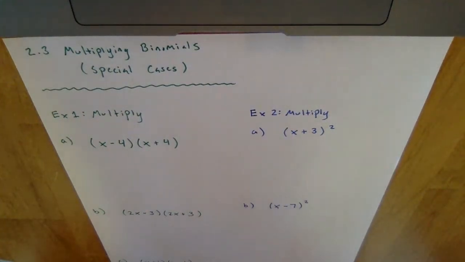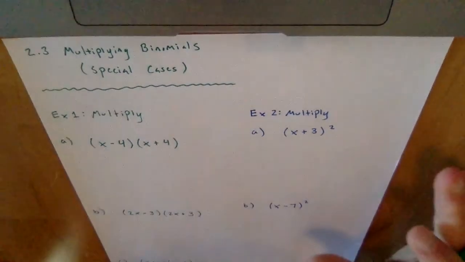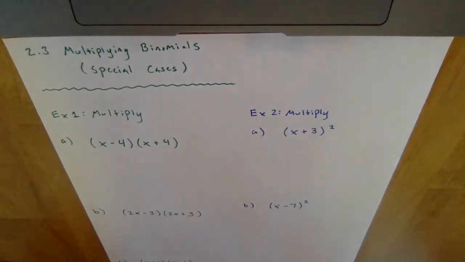Alright, we're going to jump into 2.3 here, which is multiplying binomials, similar to what we did last lesson, except for this one we're going to be looking at special cases. So it's going to be really similar, except you're going to see some different things that happen with these types of binomials that we look at.